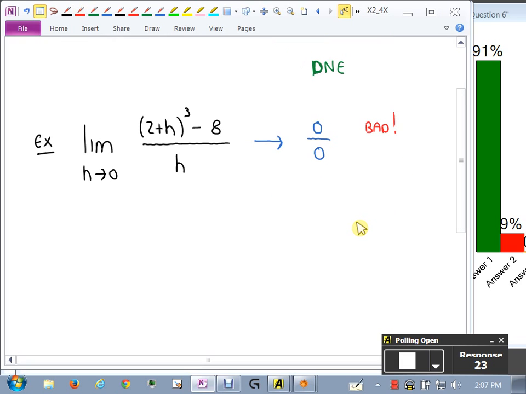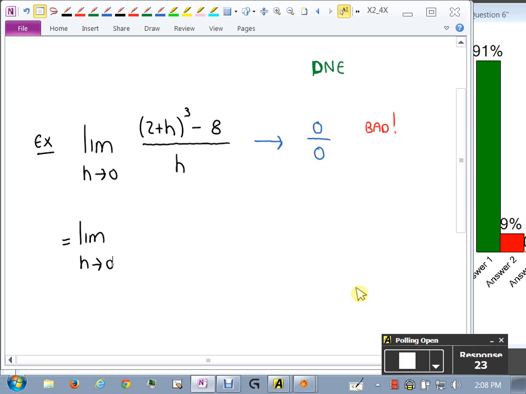Any instinct here? What do you want to do? There's several options, so that's why I'm letting you dictate. You want to expand that out? Like you want to do 2 plus h times 2 plus h times 2 plus h? Is that what you're saying or no? You want to use this as a difference of cubes? You can do that. But you could also multiply 2 plus h times 2 plus h times 2 plus h.